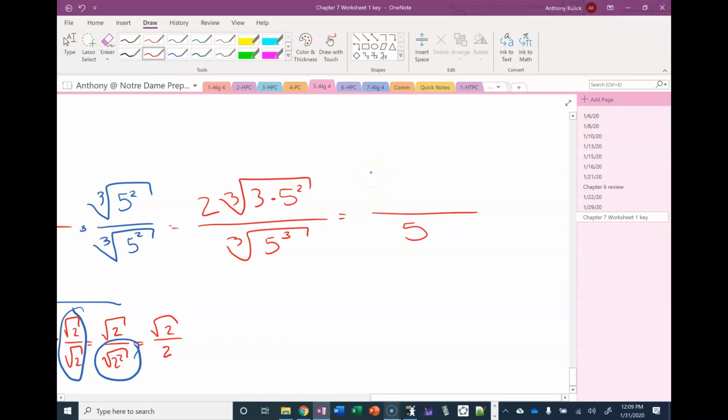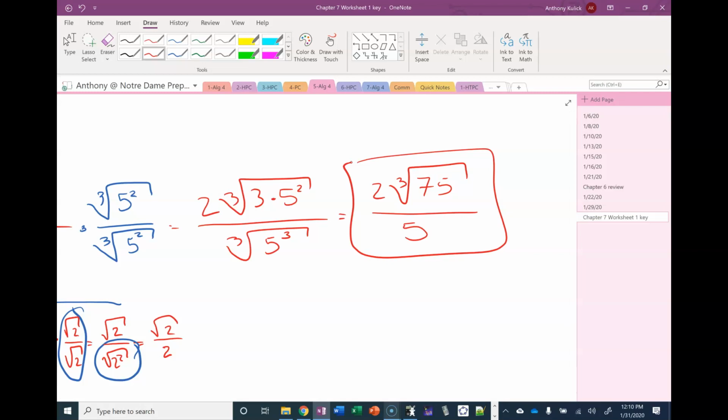Can I do any exchange in the numerator? No, because I have a 3 to the first, only one 3, can't exchange that, and a 5 to the second. 2 5s, I can't exchange that. So I'm left with 2, and then if I just multiply 3 times 5 squared, I get 75. So we can leave that as our final answer. Is that okay, Harley? Sure.